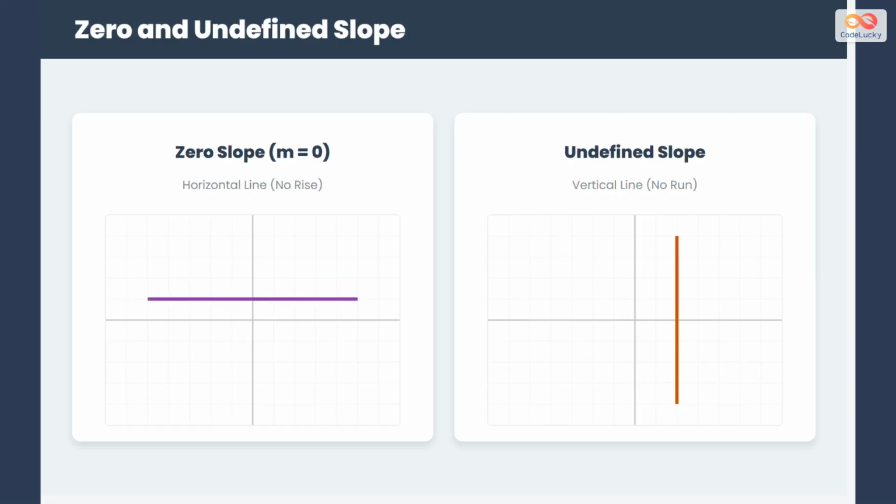There are 2 special cases you should know. A perfectly horizontal line has a slope of 0 because there is no rise. A perfectly vertical line has an undefined slope because there is no run and we cannot divide by 0.